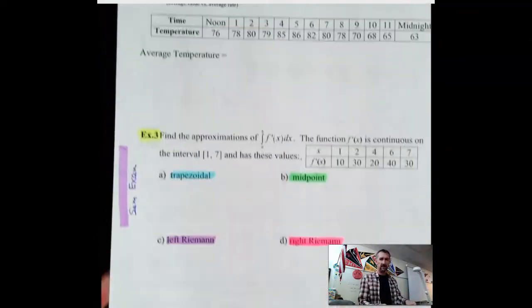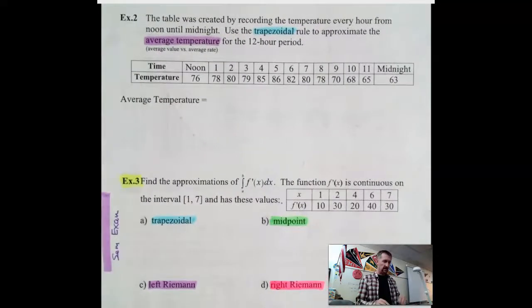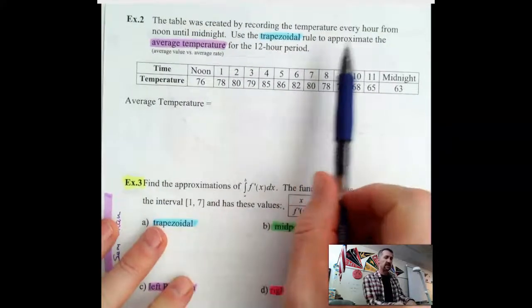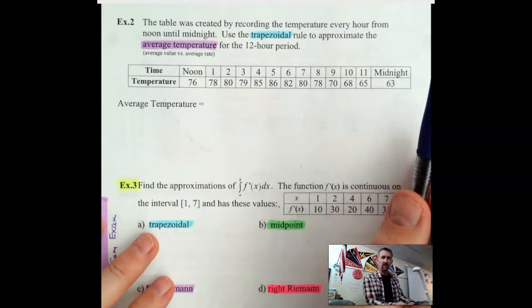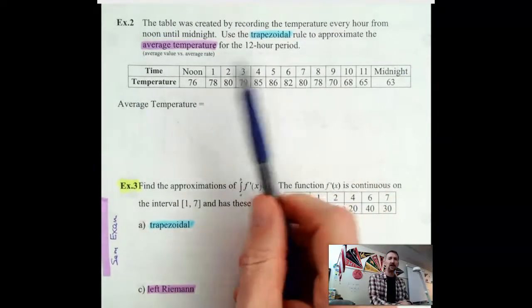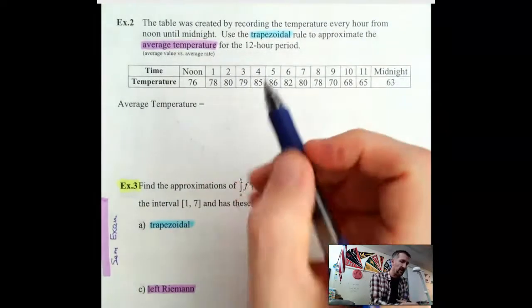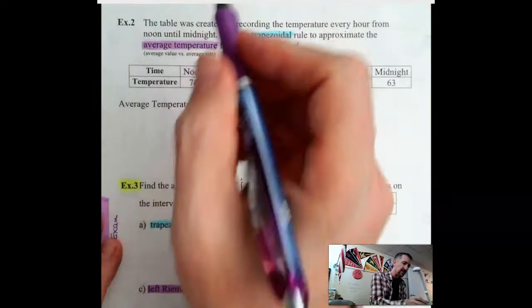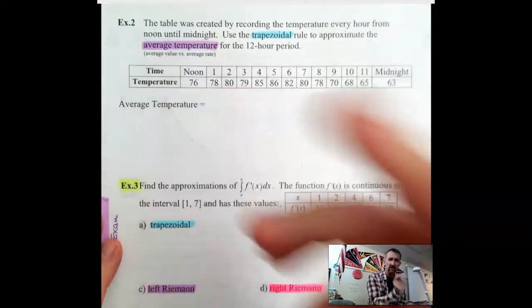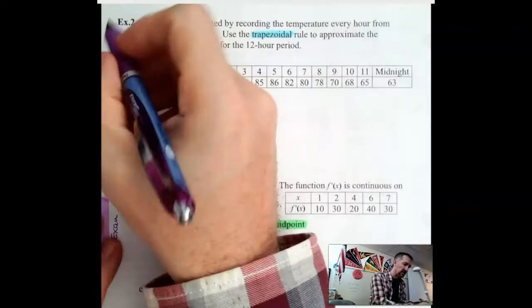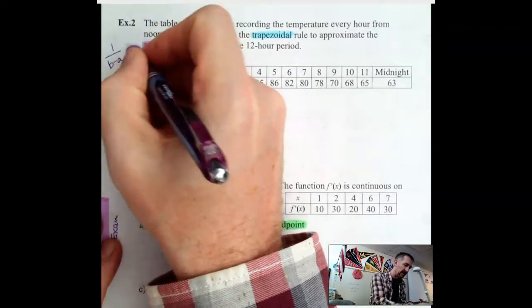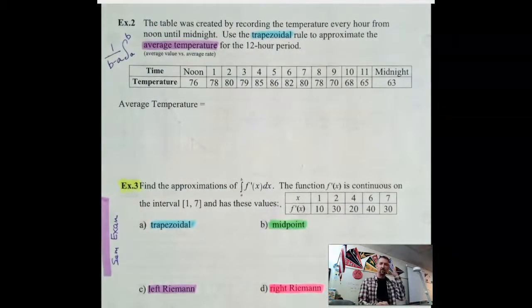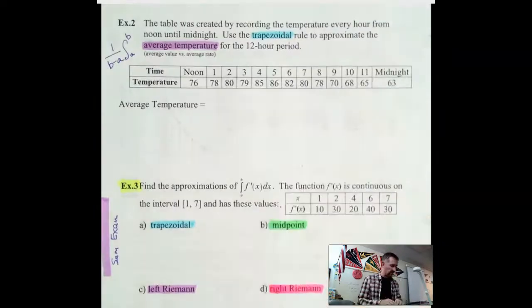All right. So I already got this color coded for us. So the table was created using the temperature, recording the temperature every hour from noon until midnight. Use the trapezoidal rule to approximate the average temperature for the 12-hour period. So they're telling you to use the trapezoidal rule here, but they're also telling you average temperature. So average temperature is an average value. So you should memorize that. Average value is 1 over b minus a times the integral. Okay? So that should be automatic. This is what you associate that with.